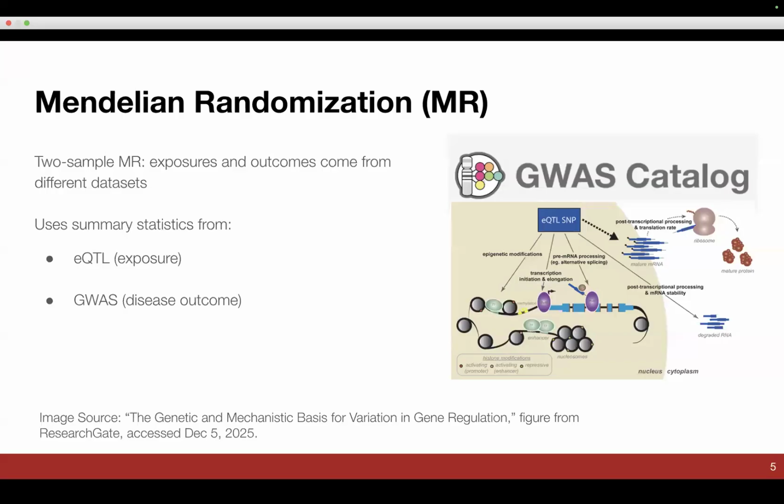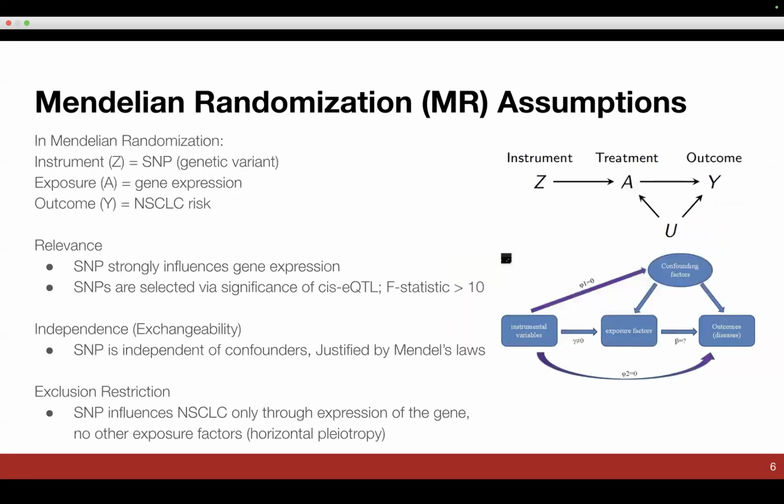In our research, we do two-sample Mendelian randomization, which means the exposure and outcome come from different data sets. We get exposure data from eQTL, and we get the outcome data from GWAS. For this to work, there are a few other assumptions we need to figure out. In our setup, we use SNPs as our instrument, gene expression as exposure, and non-small cell lung cancer risk as the outcome.